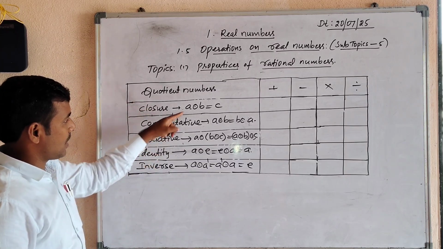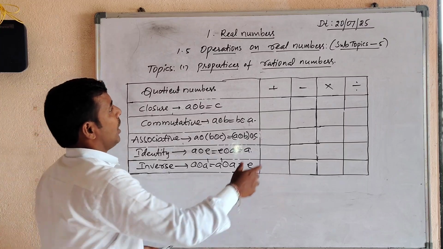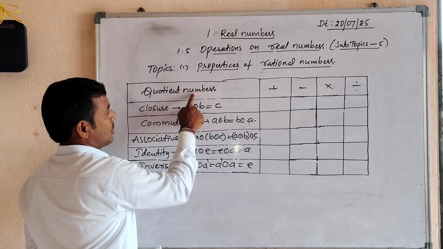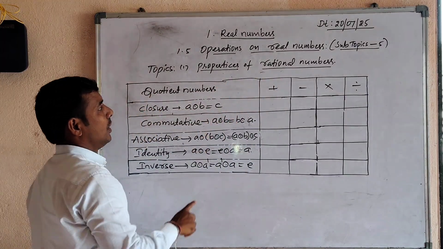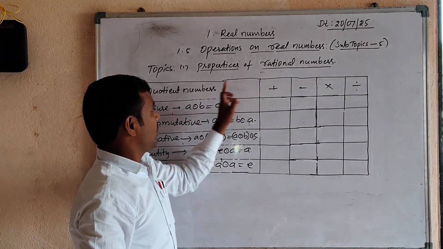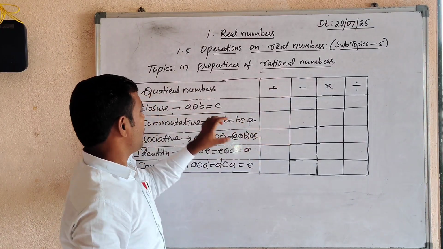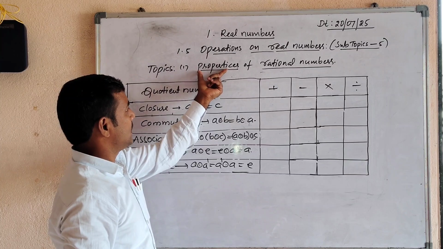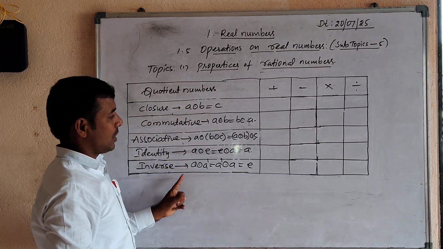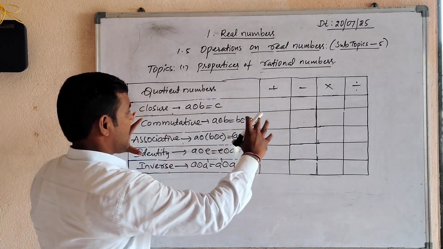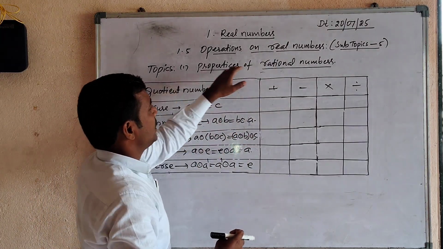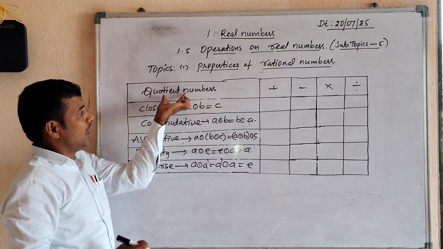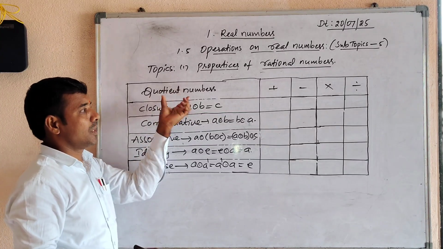Five properties are there, and their rules are there. So let us apply. Yes, rational numbers. Another name for these numbers is rational numbers. In this table format, rational numbers are involved, and at the same time, properties. This table is connected with the properties of rational numbers. Let us see them one by one.